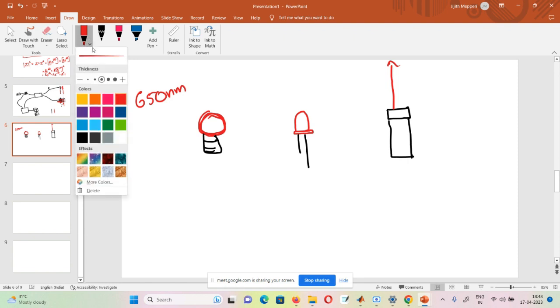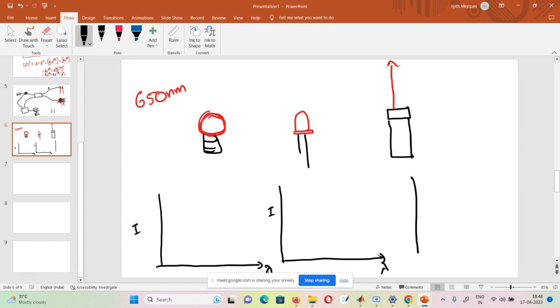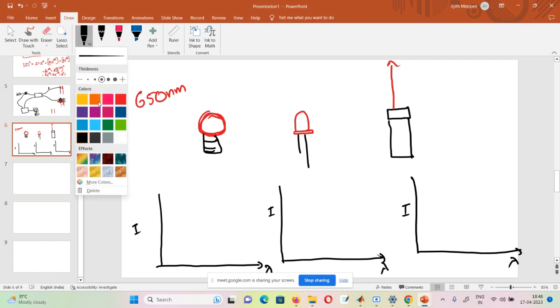If you look at the spectrum, I am plotting intensity in terms of wavelength. Here also I am plotting intensity in terms of wavelength. Here also I am plotting intensity in terms of wavelength. How will it look?